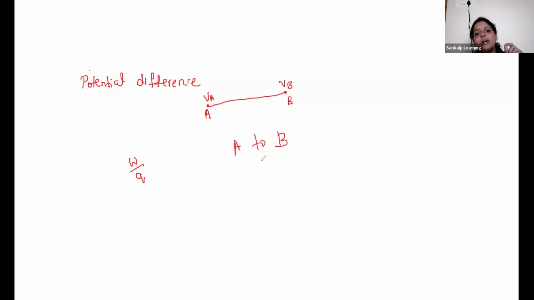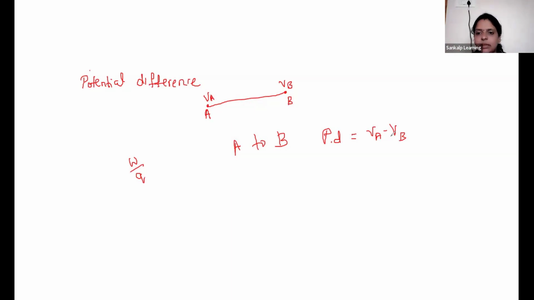There we said work done in bringing a unit positive test charge from infinite distance to that given point. Here we are not saying infinity. Whenever you move a charge between point A and point B, that is called the potential difference. We also write this potential difference as PD. The potential difference is given by VA minus VB. So if you are moving the charge from A to B, it is taken as VA minus VB. If it is from B to A, VB minus VA.